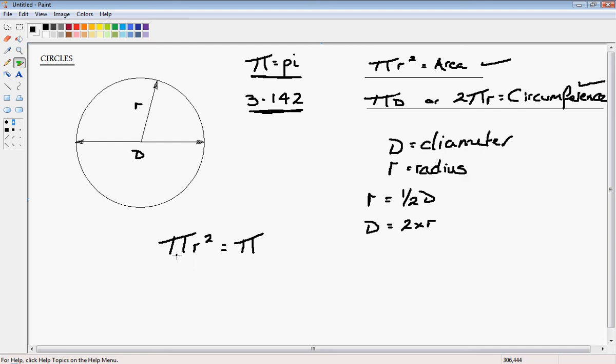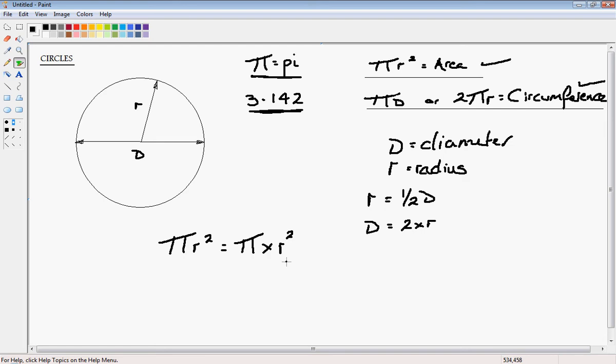Now when we have things put together like this, like pi r squared or ab or xy, when they're together, then it means that they're going to be multiplied. There's an invisible multiplication sign here. So it's pi times the radius squared.